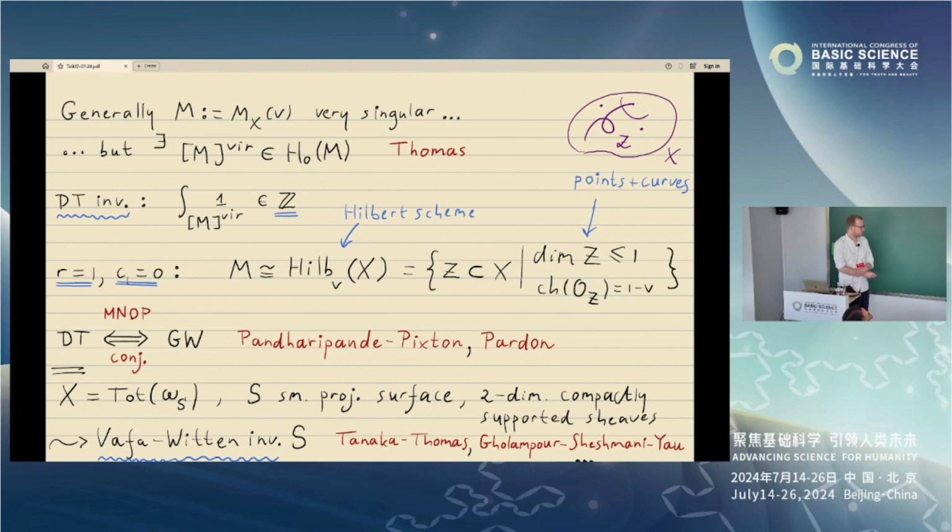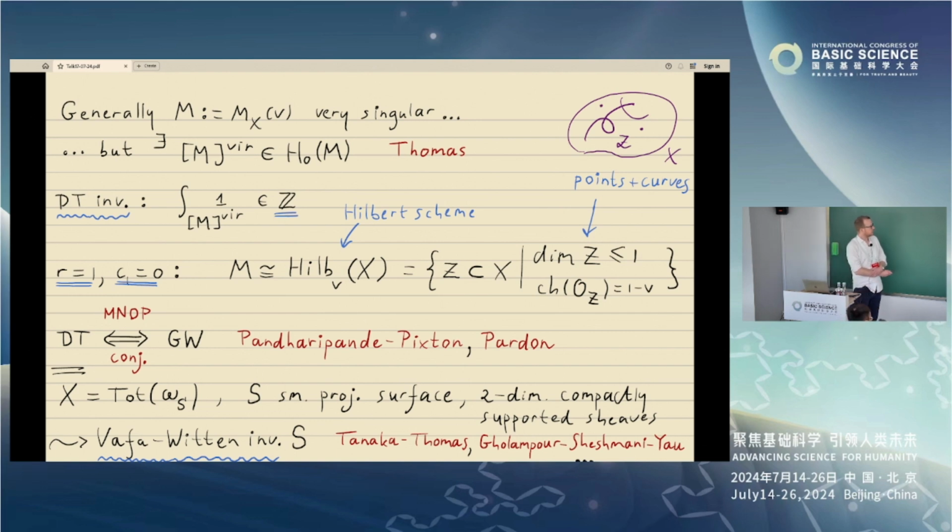So in this case, there's a famous conjecture due to Maulik, Nekrasov, Okounkov, Pandharipande, which states that the information of DT invariants, in this case, is equivalent to the information of the Gromov-Witten invariants. And this has now been proved. It was first proved for complete intersection Calabi-Yaus in products of projective spaces by Pandharipande-Pixton, and then recently there's also a general proof by Pardon. So we may hear more about this in other talks at this conference.